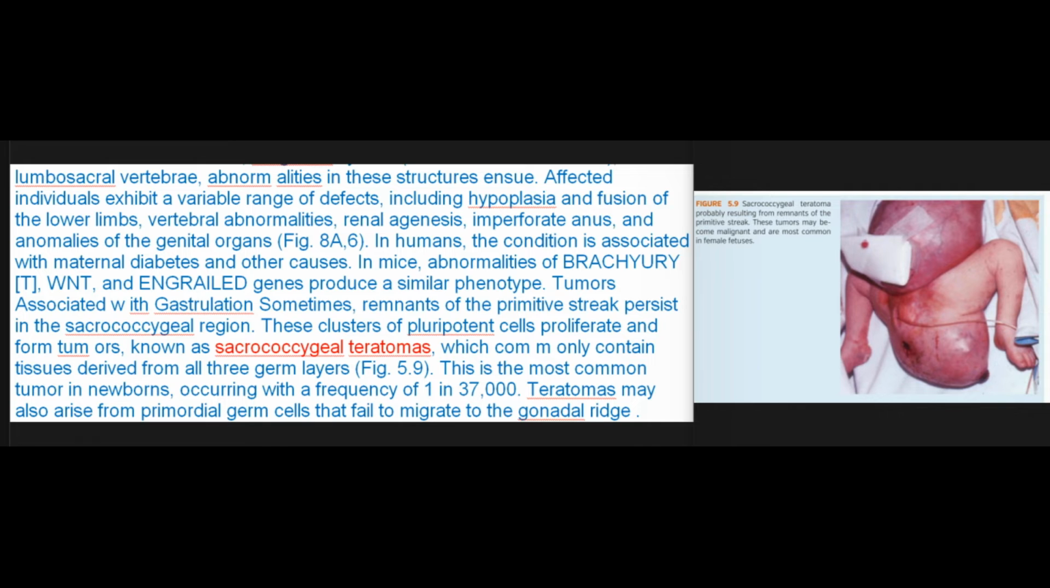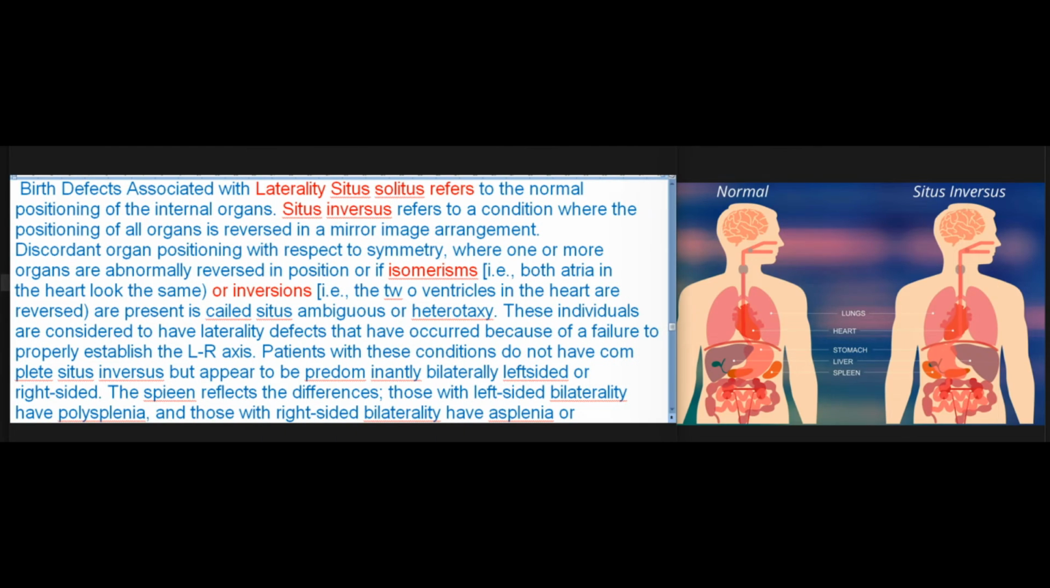Teratomas may also arise from primordial germ cells that fail to migrate to the gonadal ridge. Birth defects associated with laterality: situs solitus refers to the normal positioning of the internal organs. Situs inversus refers to a condition where the positioning of all organs is reversed in a mirror image arrangement. Discordant organ positioning with respect to symmetry, where one or more organs are abnormally reversed in position, or if isomerisms, i.e., both atria in the heart look the same, or inversions, i.e., the two ventricles in the heart are reversed, are present, is called situs ambiguus or heterotaxy.